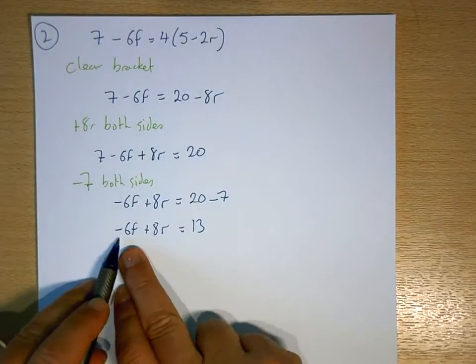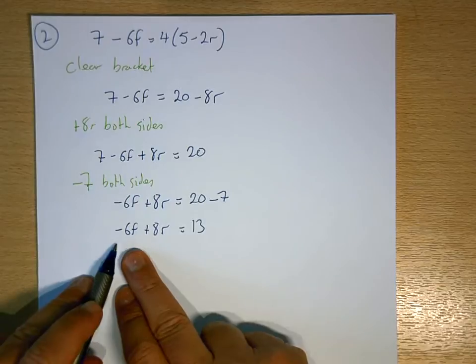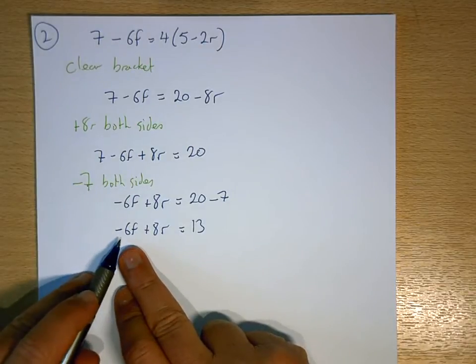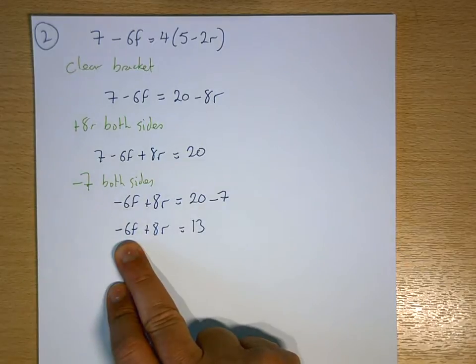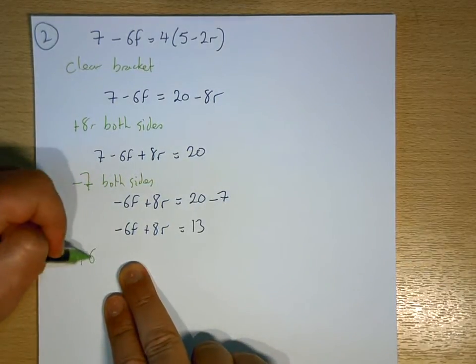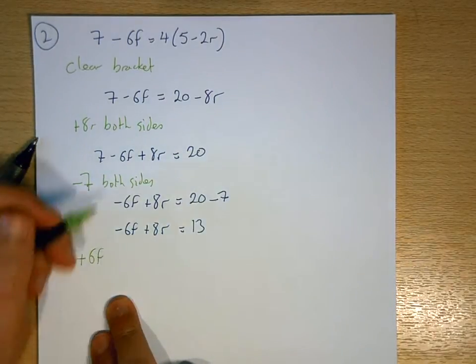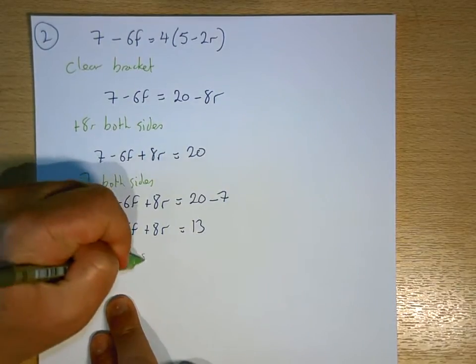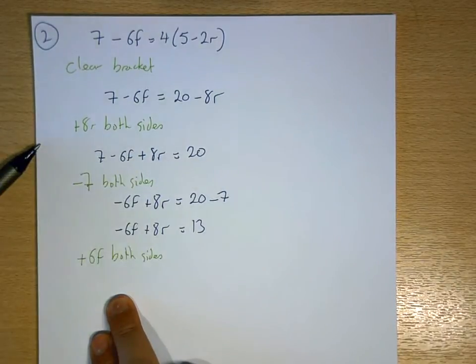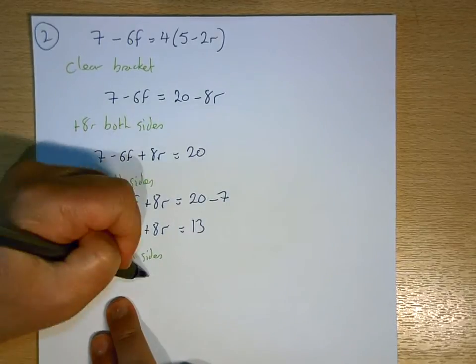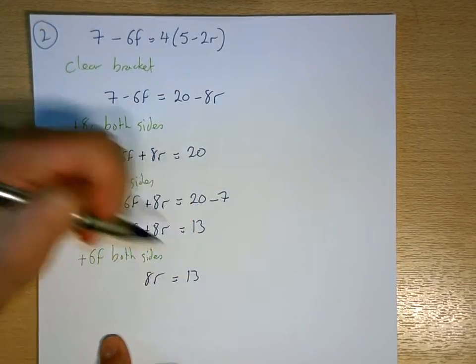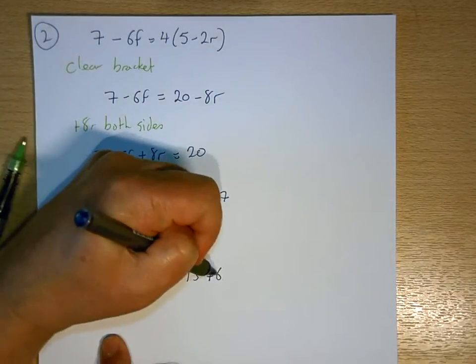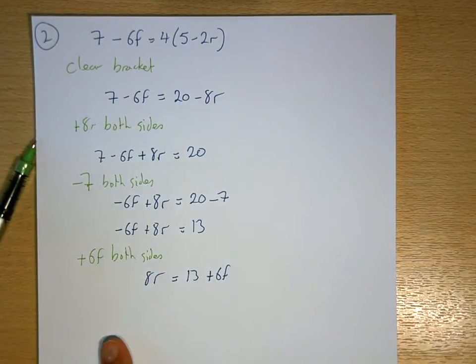Now I'm going to deal with the take 6f. In order to undo that, in order to make that go to 0, I have to add 6f. If I add 6f to that side, I have to do it to the other side as well. So I'm going to add 6f both sides. So on the left hand side I'm just left with 8r. On the right hand side I've got 13 plus 6f.